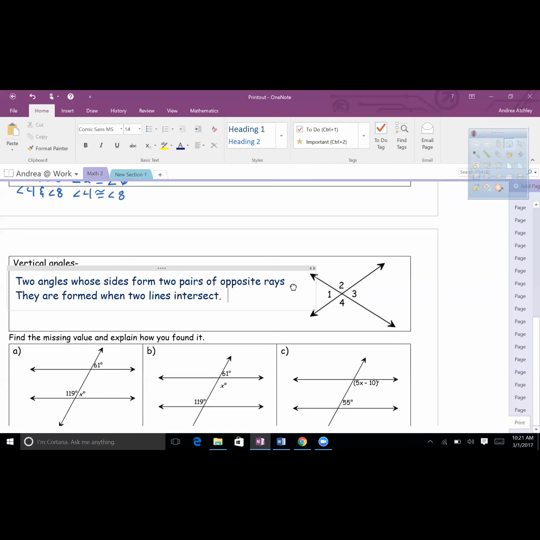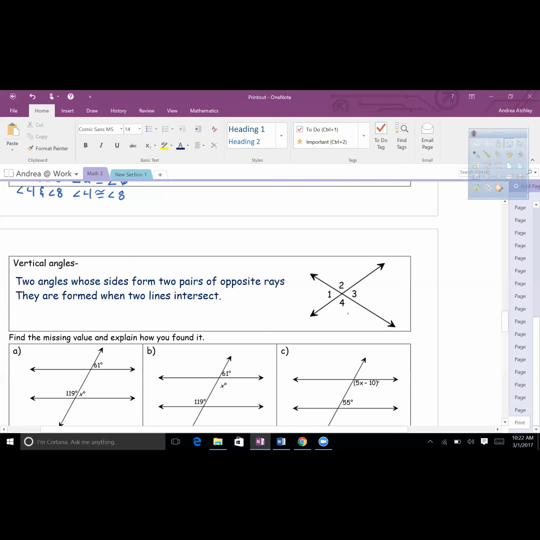You can also look at them and see linear pairs in them. 1 and 2 are considered a linear pair because they form that straight line. 2 and 3 is considered a linear pair because they form a straight line. 3 and 4 are considered a linear pair because they form a straight line. And 1 and 4 are a linear pair because they form a straight line.